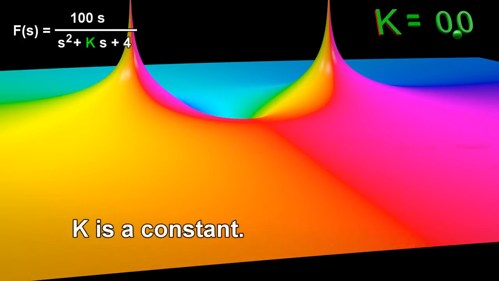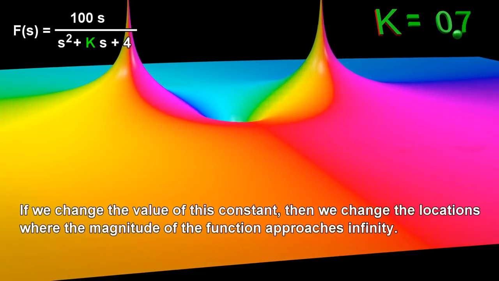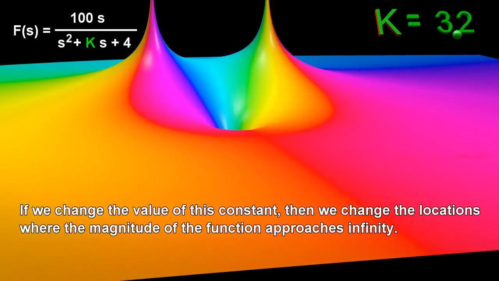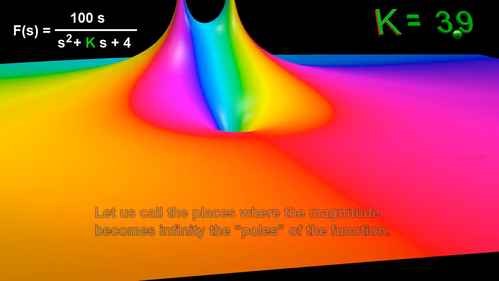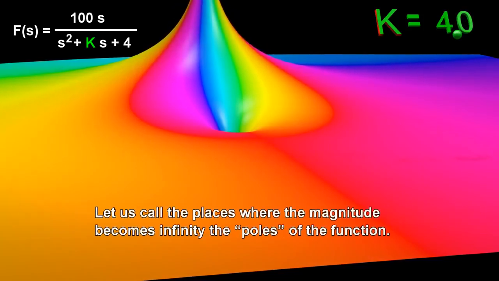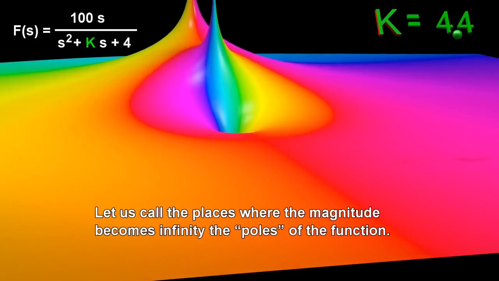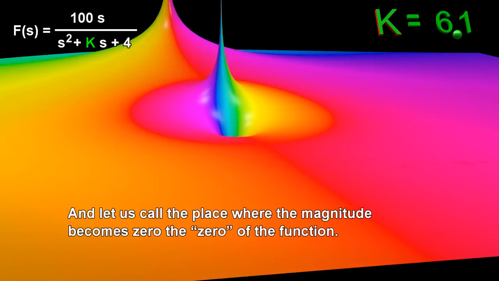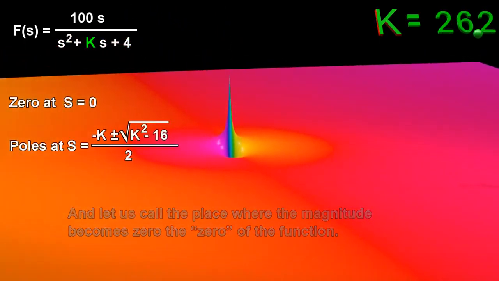K is a constant. If we change the value of this constant, then we change the locations where the magnitude of the function approaches infinity. Let's call the places where the magnitude becomes infinity the poles of the function. And let us call the place where the magnitude becomes 0 the zero of the function.